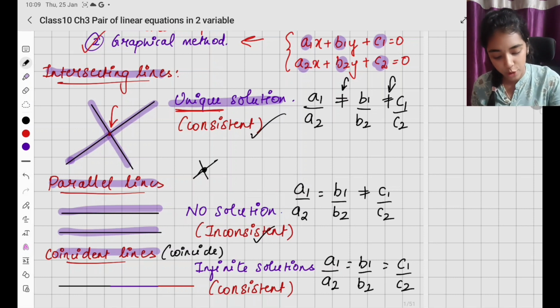So, it means it is going to be inconsistent. Okay, inconsistent na solution illa. Unique solution, solution irukku, so it is going to be consistent. Ipa indha case la what is the formula, what is the way to check it?